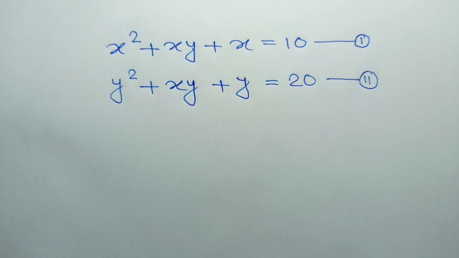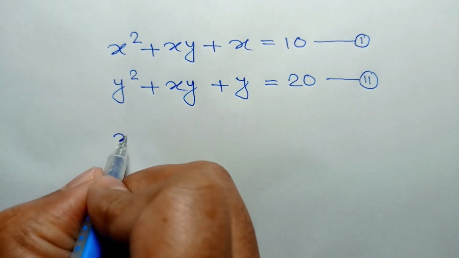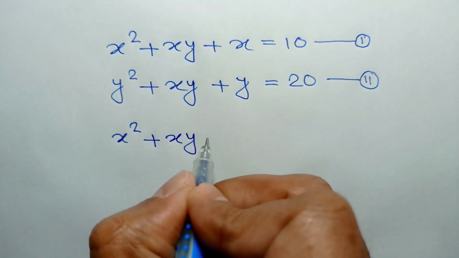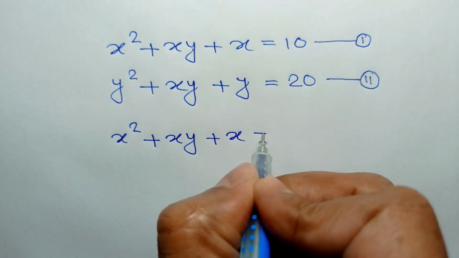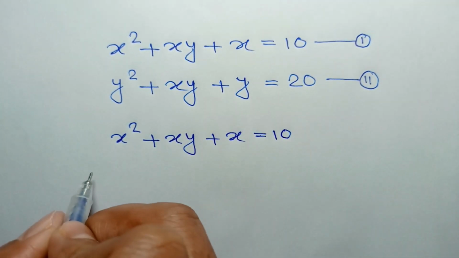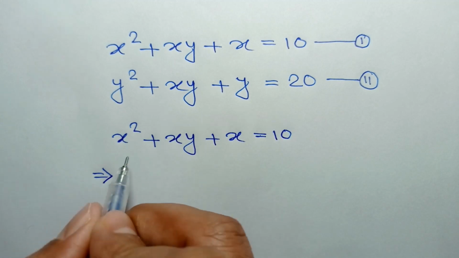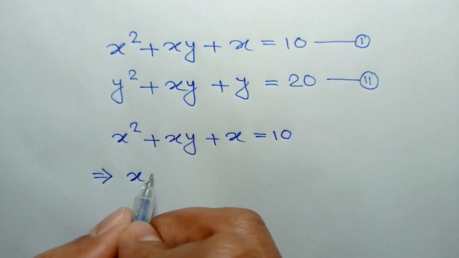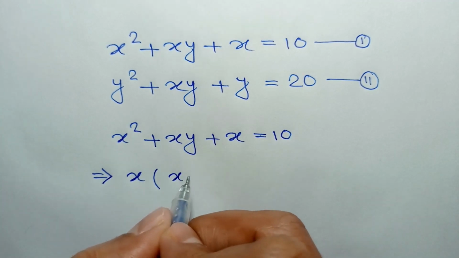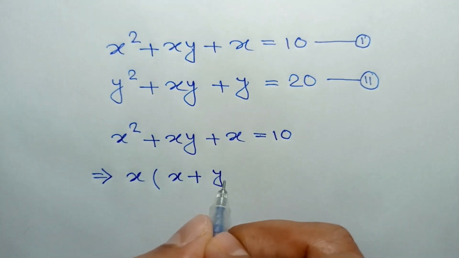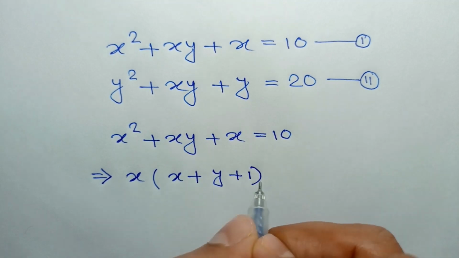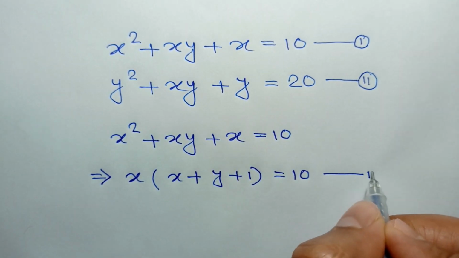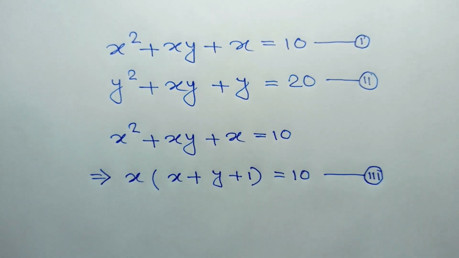From equation 1 we can write x square plus xy plus x is equal to 10, or taking common x from the left side we can write x times (x plus y plus 1) is equal to 10. Let's call it equation number 3.